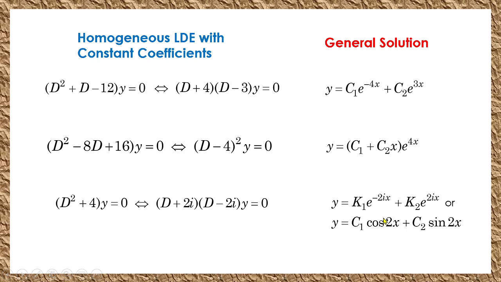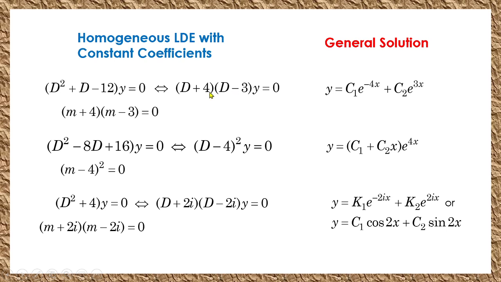Okay? Now, it is already explained in the first video how c1 cosine 2x plus c2 sine 2x is obtained from this, no? y is k1 e to the negative 2ix plus k2 e to the 2ix. Again, here i is imaginary. y is equivalent to c1 cosine 2x plus c2 sine 2x. Okay?